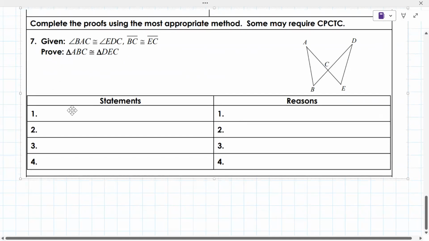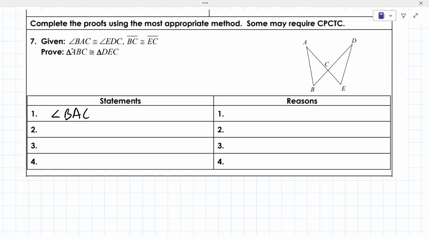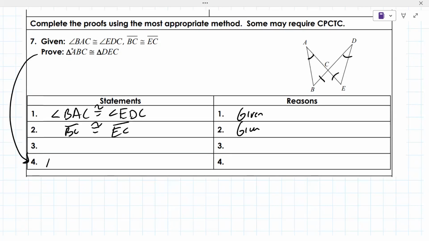So the first thing is, what is the first statement in a proof? Statements. Yeah, what's the first statement you always put in a proof? You put down the givens. Yes, and angle BAC is congruent to EDC. Now it might be good to show that in the picture. That's given. And then BC is congruent to EC, and that is also given. And then the last thing you can put in the proof is the proof statement.